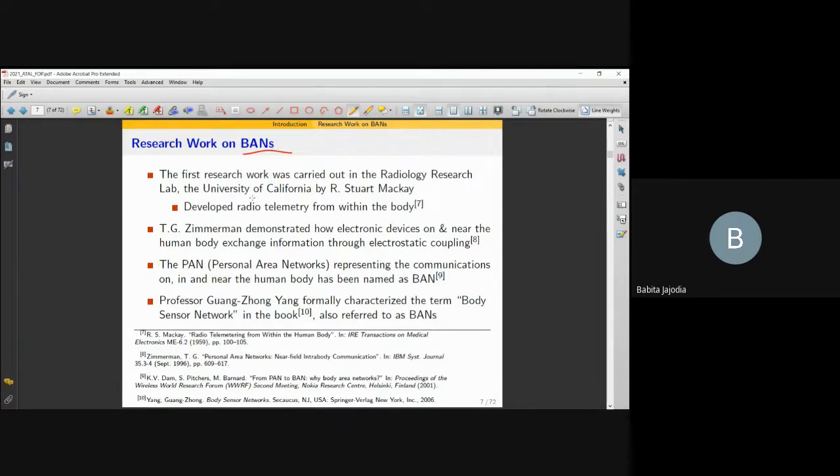So when we say BANs, it started from 2012 when the IEEE standard was finalized. The first research work was already carried out in the radiology research lab at the University of California by Mackay. You can see it started in the year 1959, and what he tried to do was develop radio telemetry from within the body. Then Zimmerman, in the year 1996, tried to demonstrate how electronic devices placed on the human body can exchange information.